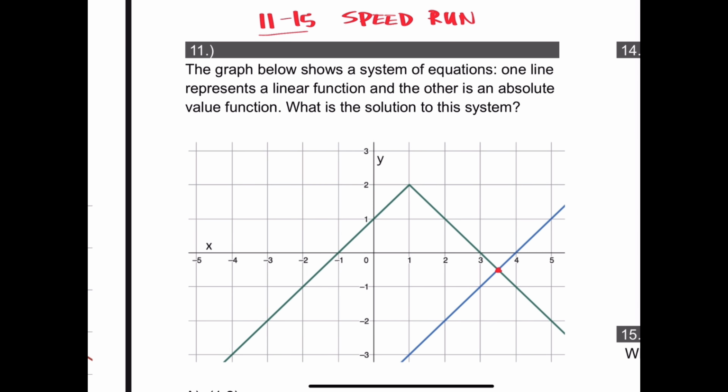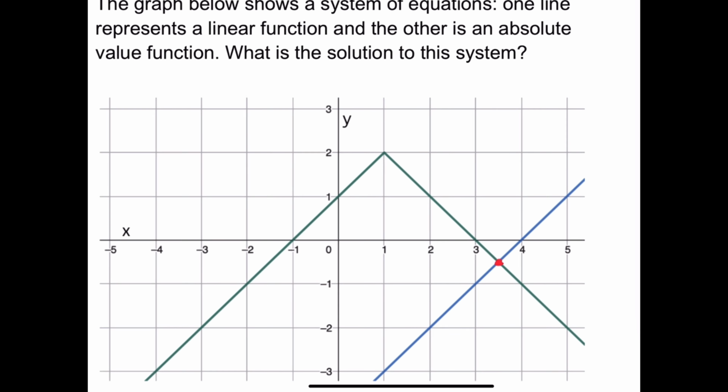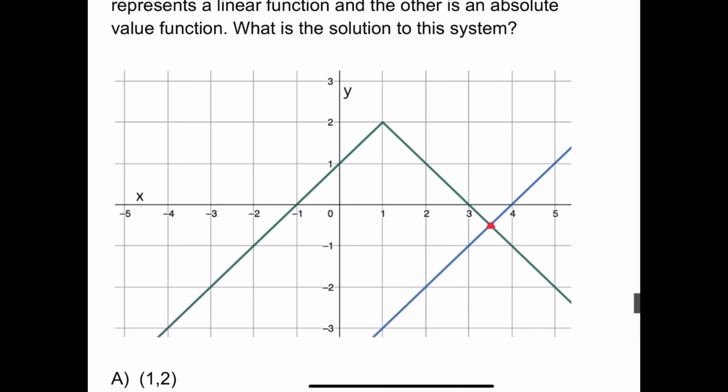Number 11 says the graph below shows a system of equations. One line represents a linear function and the other is an absolute value function. What is the solution to this system? I've already marked a solution to a system for linear equations or absolute values is just wherever they meet. So you'll notice these two lines cross at 3.5 for x, or 7/2, and negative 1/2 for y. So there you go, D.